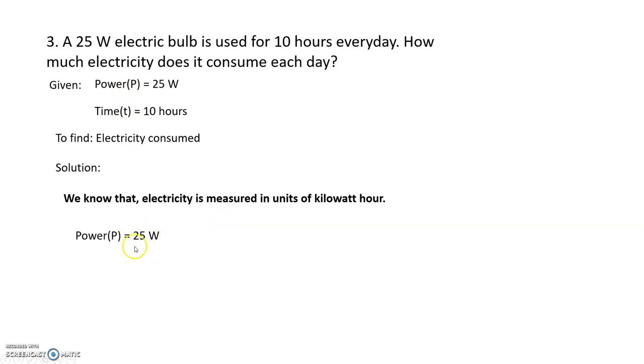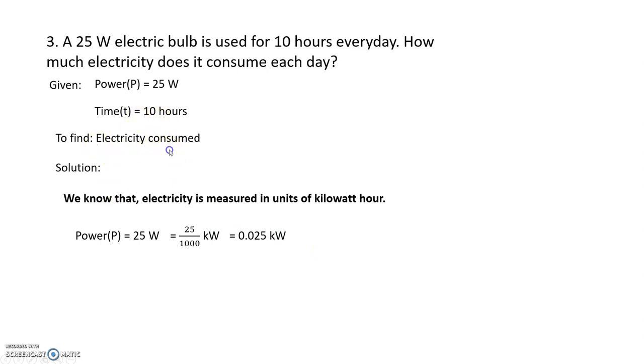How do we convert watts into kilowatt? Divide by 1000. Now how do we divide it? There are 3 zeros in the denominator, so shift 3 digits to the left in the numerator. Your answer will be 0.025 kilowatt. Time will remain as it is.